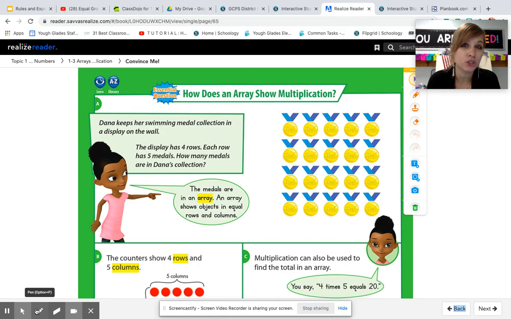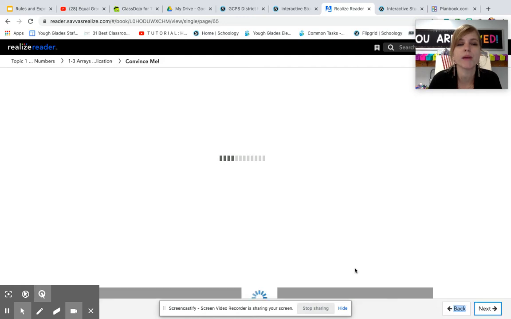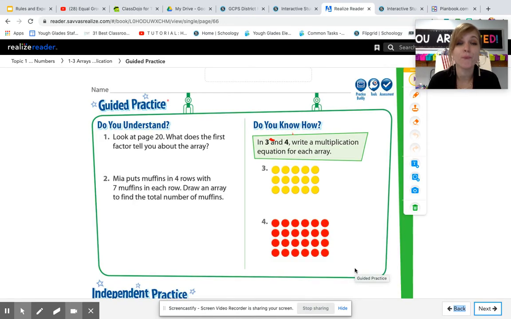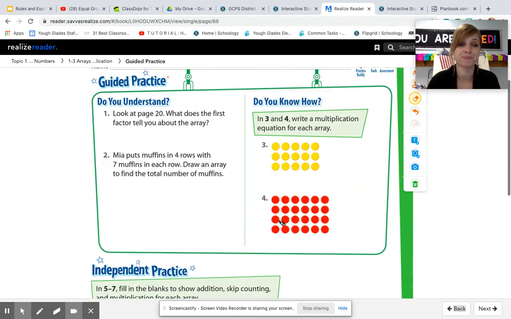What you need to do before we start this lesson is you need your Envision math book. And we are going to be on page 21. I'm going to show you that here. We're going to be on page 21. So go ahead and pause this video if you have to. Get your Envision math book and turn to page 21.